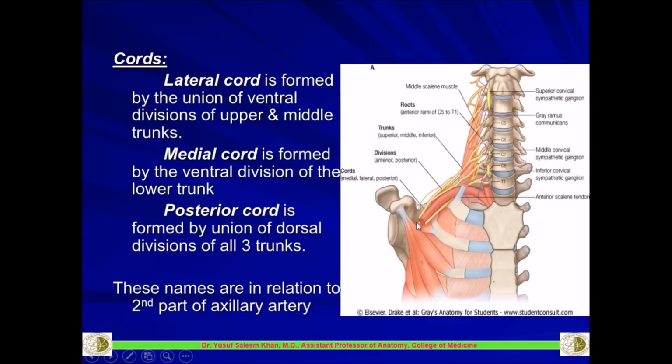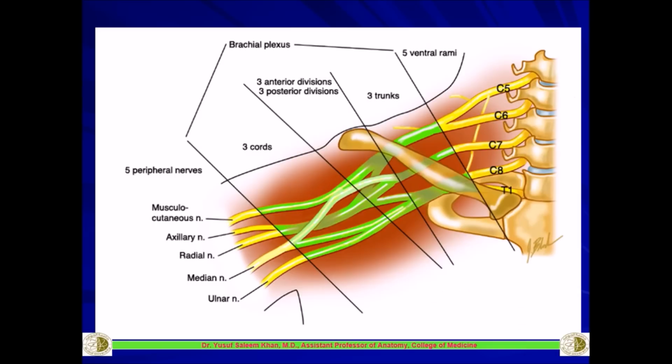So these are the three cords now. These are the most important: lateral cord, medial cord and the posterior cord. Now from here all the nerves will be coming. So whenever you study a nerve, you should know from which cord it is coming. So this is what you are supposed to remember.